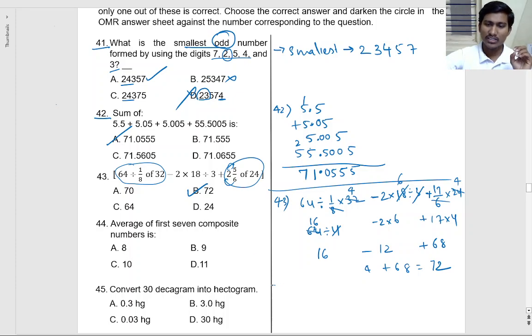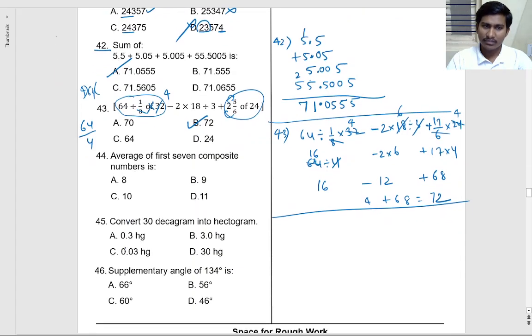So this is how you do it, but in the exam don't write this much, directly do of means into here, so 8 4s are 32 like this. Then after that 64 divided by 4, you can do it like this, or you can do long division. So you will get the answer, understand? Now let us go to question 44.